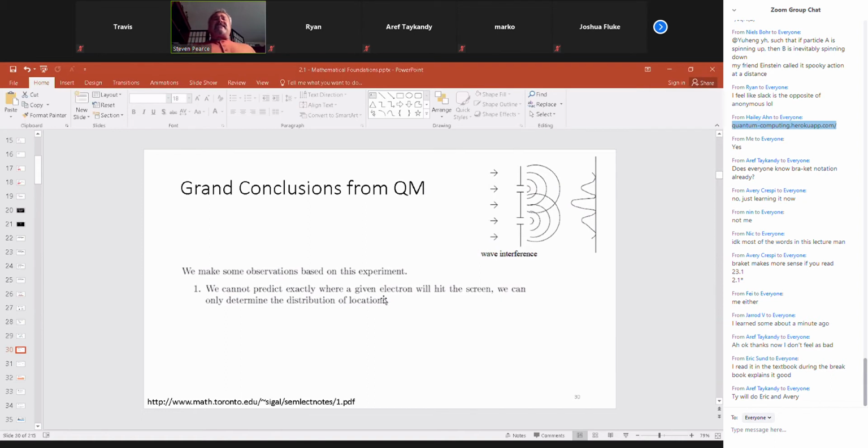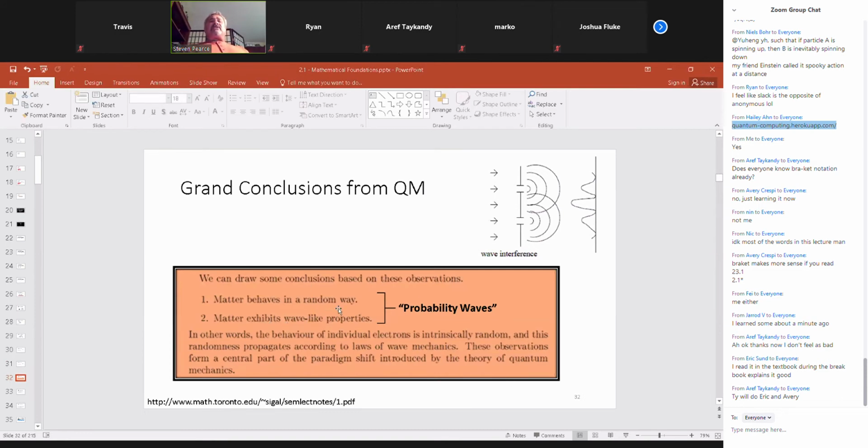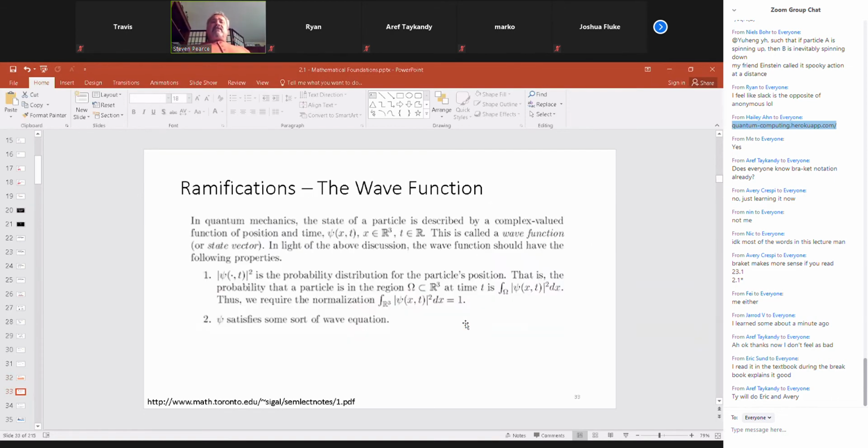We cannot predict exactly where a given electron will hit the screen. But I thought an electron's a particle. No. We can only determine the distribution of locations. That's a probability distribution. And so complex numbers encode this amplitude, as we've already said, because the amplitudes of the individual ones don't add up classically. It doesn't add the way you would think. And what that means is matter behaves in a random way, and matter exhibits wave-like properties, and we call those probability waves. We've already seen that.